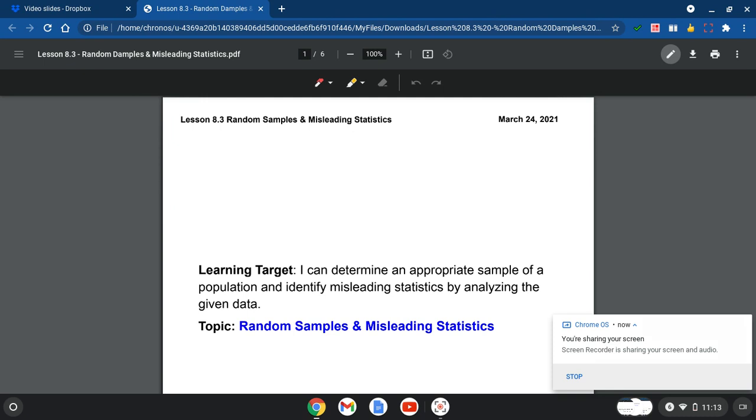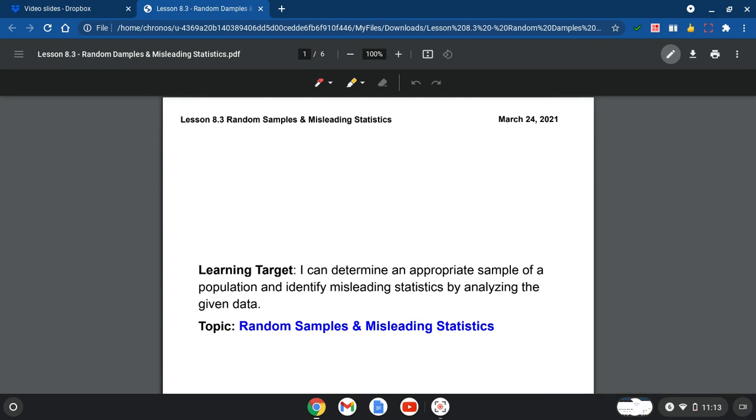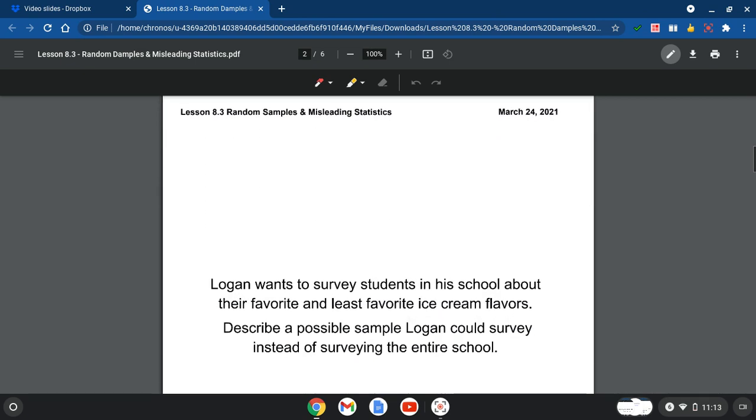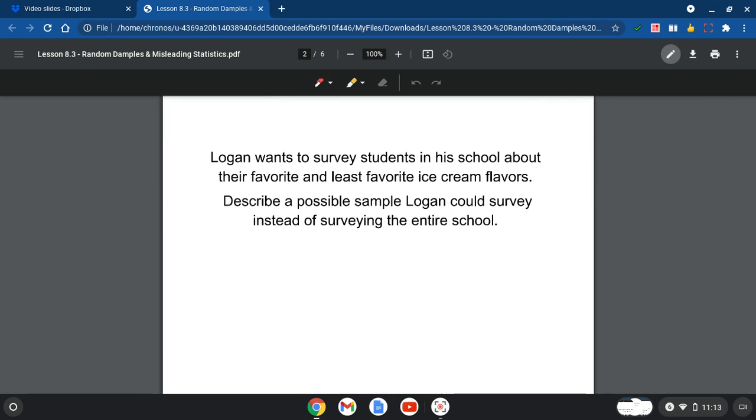Hello, boys and girls. In lesson 8.3, we will determine an appropriate sample of a population and identify misleading statistics by analyzing the given data.